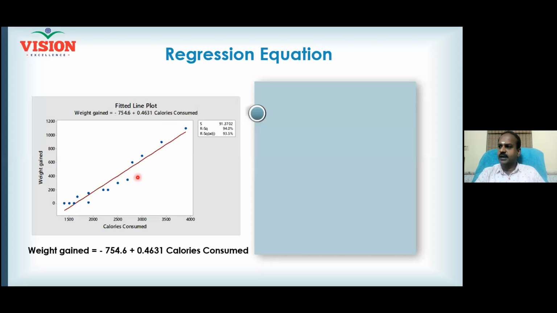Right now, I just kept a scale and drew the line in such a way that the line is close to the majority of the points. How should you draw the line? You must draw the line in such a way that it is close to the majority of the points.